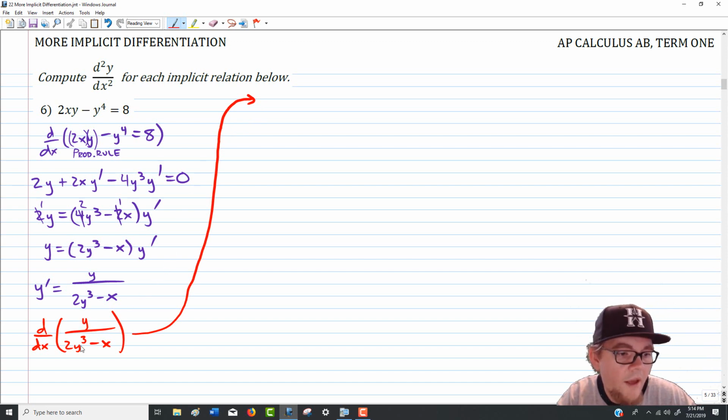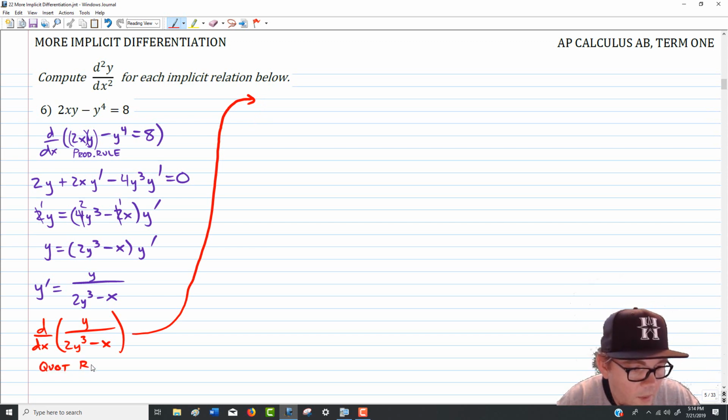So we want to differentiate y over 2y cubed minus x. So again, we are once more using the quotient rule. This is where the quotient rule is coming back with a vengeance.